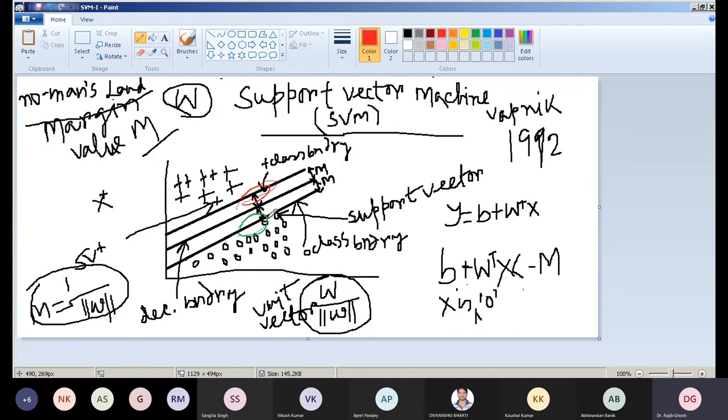So the direction we travel from the support vector of the plus class to the support vector of the circle class is along W. You can write support vector in short as SV: the direction from SV of plus class to SV of circle class is along W.